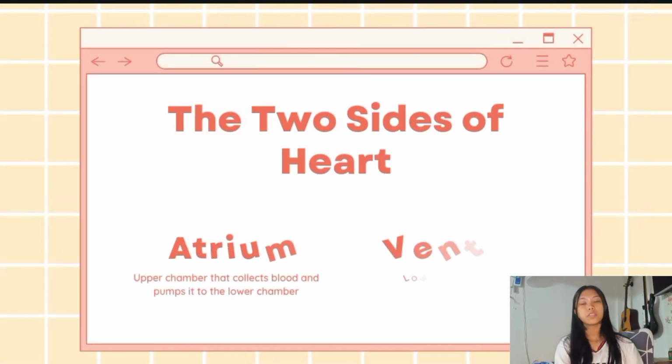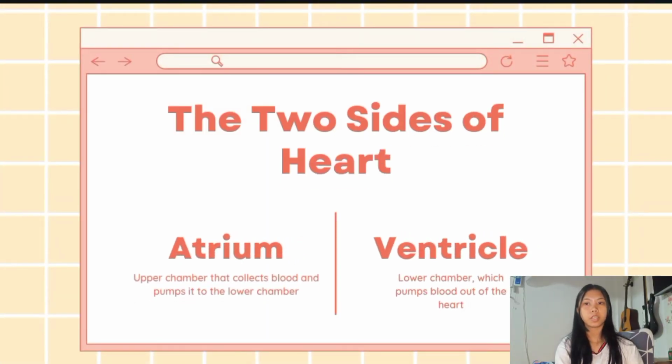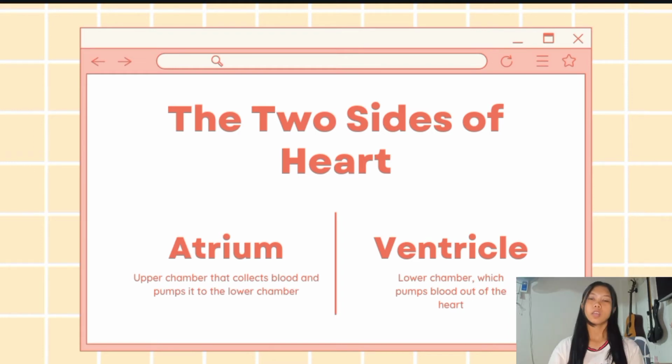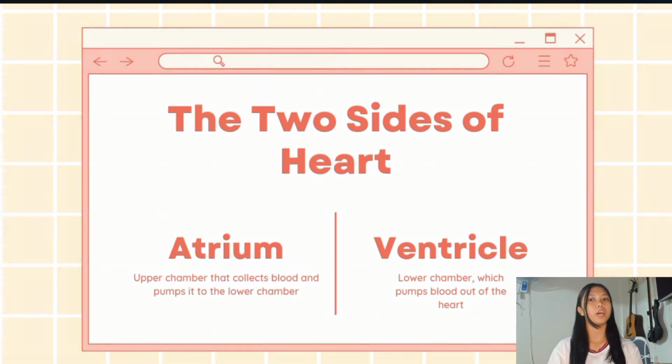It has two sides, the atrium and the ventricle. The atrium is the upper chamber that collects blood and pumps it to the lower chamber. The ventricle is the lower chamber, which pumps blood out of the heart.